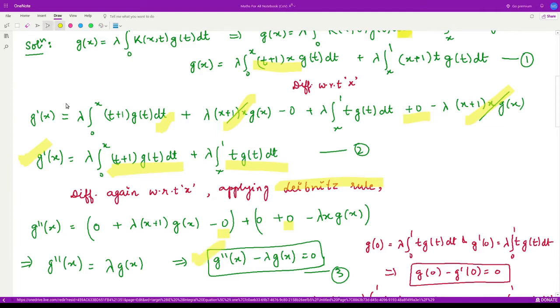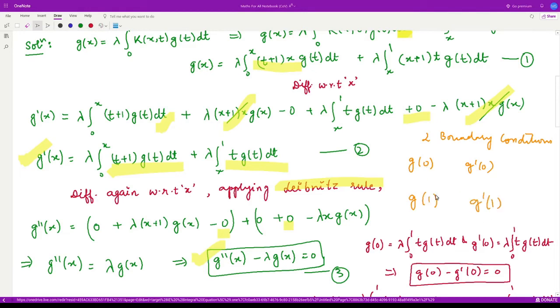Now in order to solve this differential equation, what do you need? You'll get two constants when you solve this, so you need two boundary conditions, right? So how do we get two boundary conditions? We'll look for g of 0, g dash of 0, g of 1 and g dash of 1.